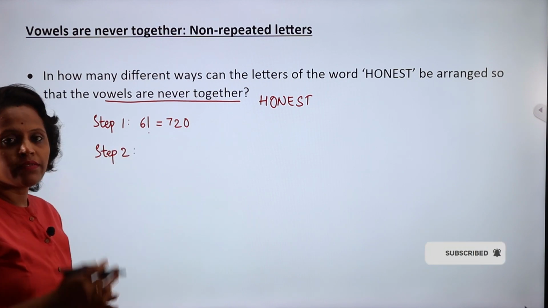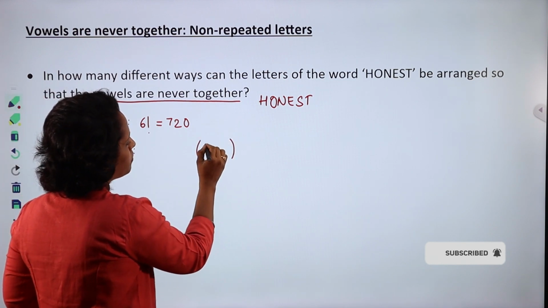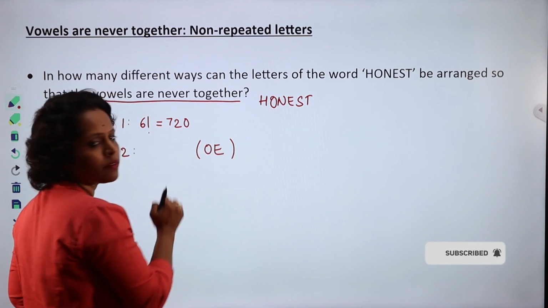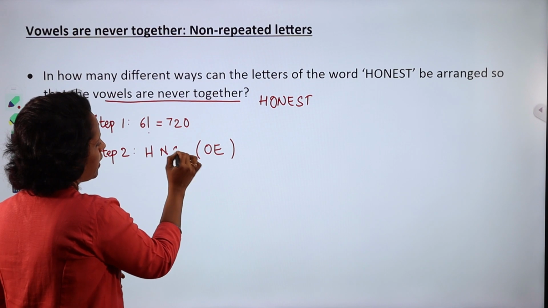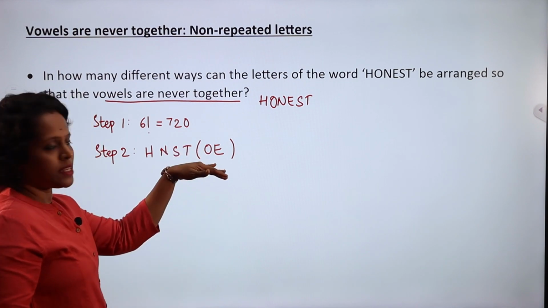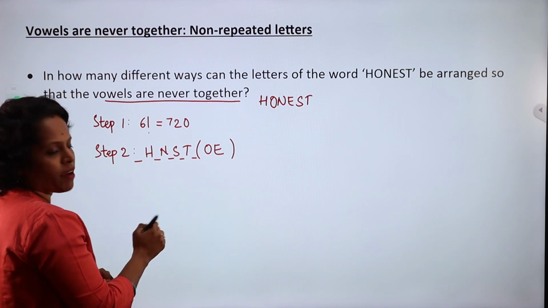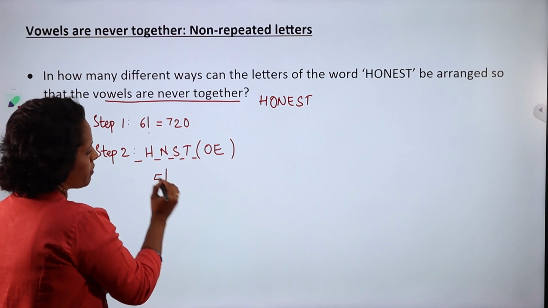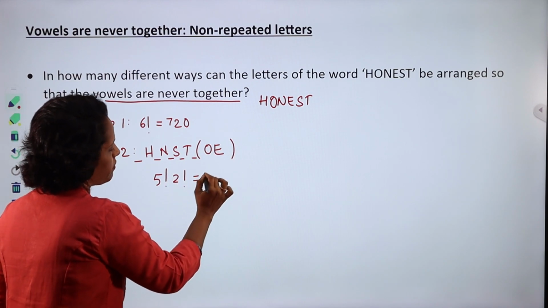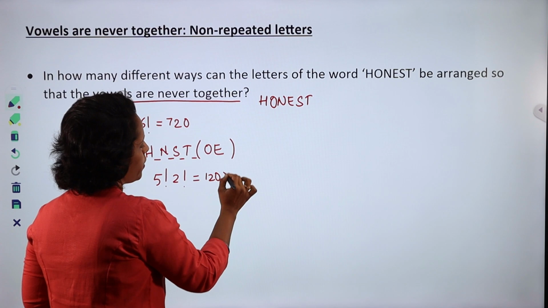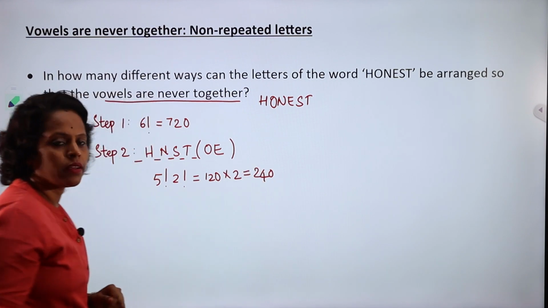The number of words in which the vowels are together. Open the bracket, put the vowels inside the bracket. We are left with the consonants H, N, S and T. Now this set of OE can come here, here, here, here, here. Any of the 5 places, right? So in 5 factorial ways. And OE can be arranged within themselves in 2 factorial ways. 5 factorial is 120, 2 factorial is 2, which will be 240.